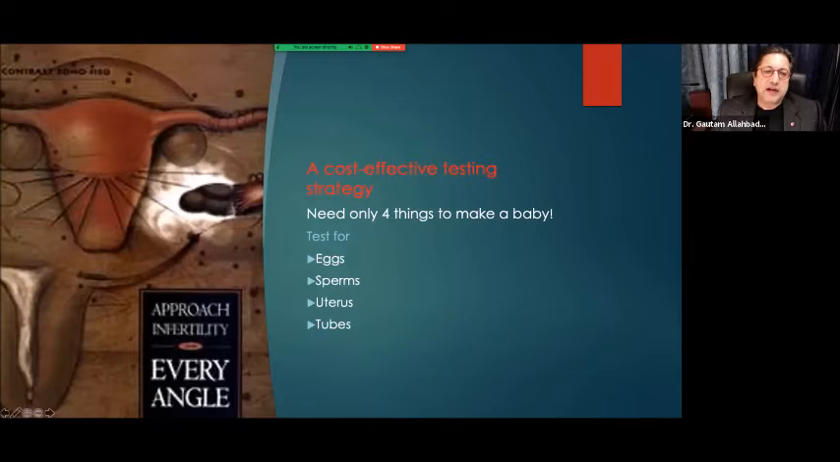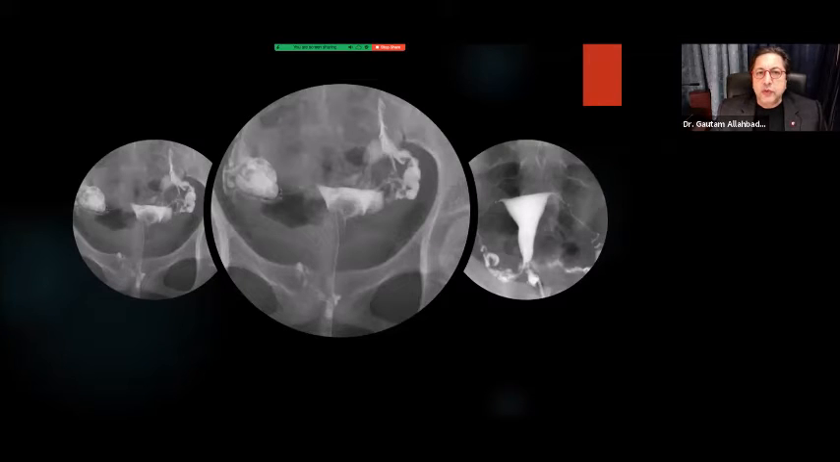And after fertilization, it takes 5 days for the embryo to travel from the tube back to the uterus and implant there. So when we investigate for these 4 things, today the topic is tubal factor. The simplest investigation when you are evaluating the egg, sperm, uterus and tube, we come straight to evaluating the tubes.